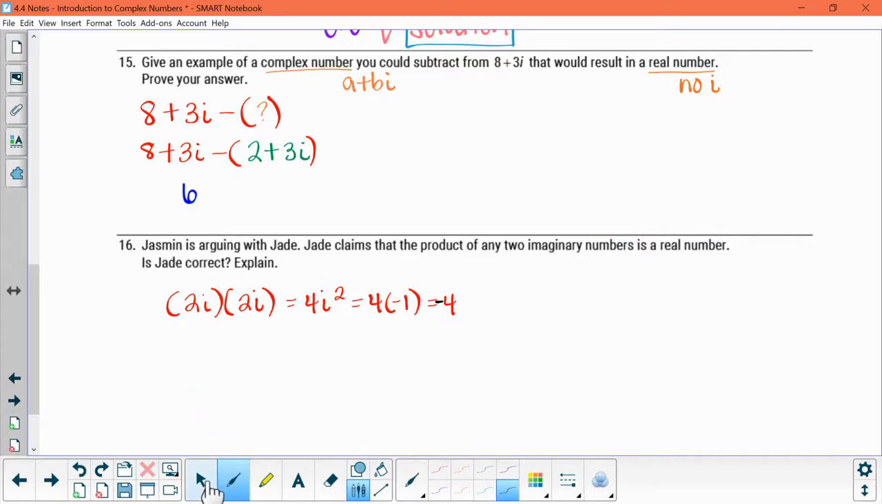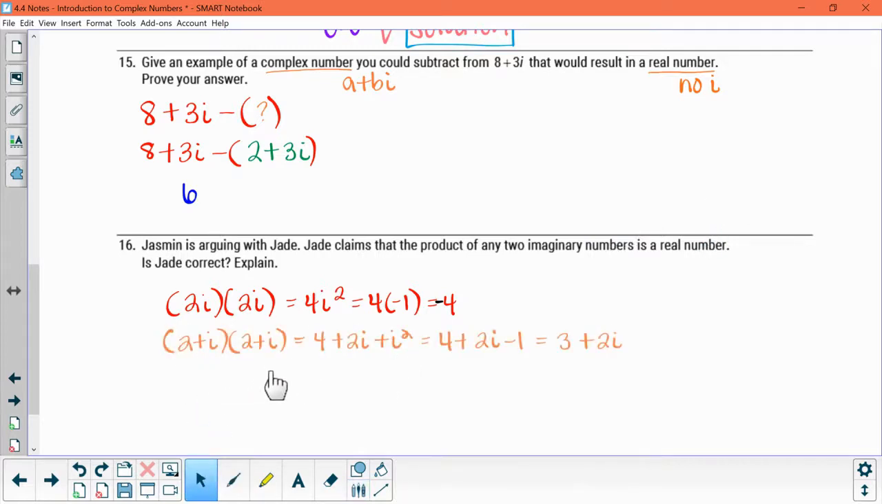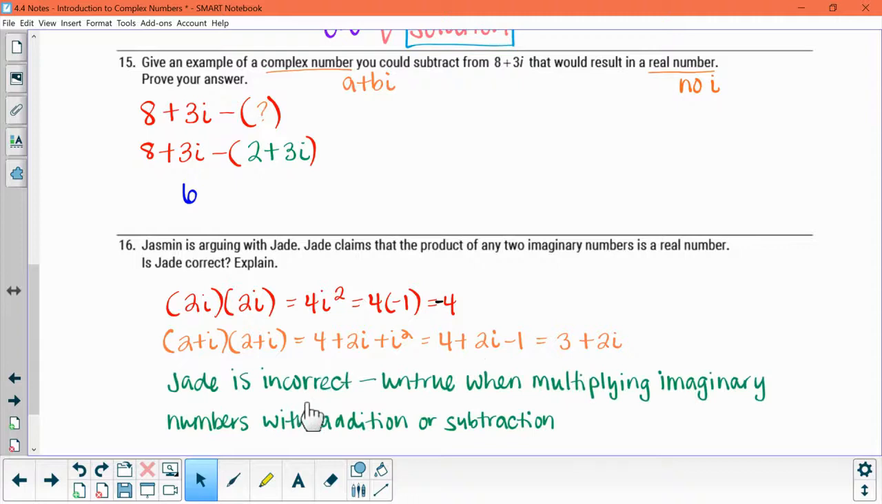But let's look at something else. What if it was 2 plus i? So I have 2 plus i times 2 plus i, and I have to FOIL, so that's going to give me 4 plus 2i plus 2i plus i squared, which is 4 plus 4i plus i squared. i squared gets replaced with negative 1, which results in 3 plus 4i. Well, for this problem, I have two imaginary numbers that are being multiplied. However, my answer is not a real number. So because of that, we have to say Jade is incorrect. It's untrue because multiplying imaginary numbers with addition or subtraction results in an imaginary number.